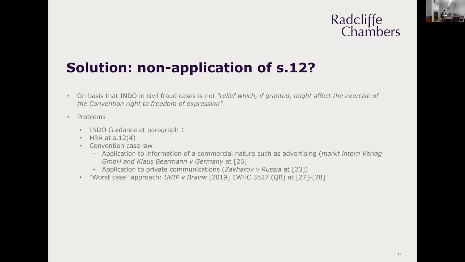There are some possible solutions. One possible solution is to take the position that Section 12 doesn't apply at all, because you might say that the relief which you're seeking does not affect the exercise of the Convention right to freedom of expression. In the civil fraud scenario, we're not usually stopping a newspaper from publishing something. Usually we're stopping a commercial entity from informing some other commercial entity of certain information which doesn't have any journalistic quality. But there are some problems with applying this proposed get out.